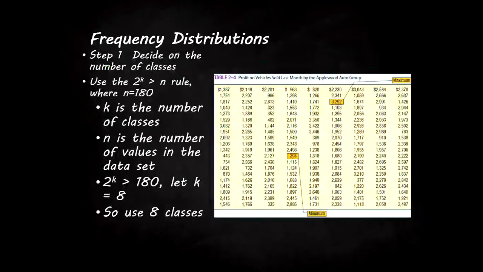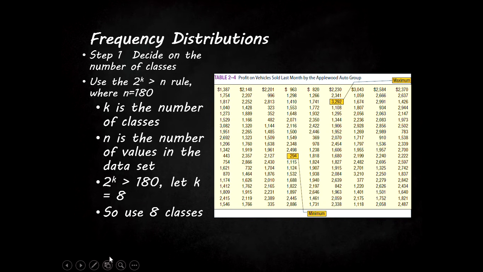Okay, so let's keep moving. We're working on constructing a frequency distribution. Right here we have a total of 180 observations, and with these 180 observations, we first need to determine the number of classes that we need. In order to do that, we need to use the 2 to the k is greater than n rule. In this case, n is 180.